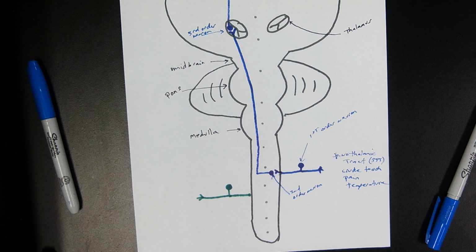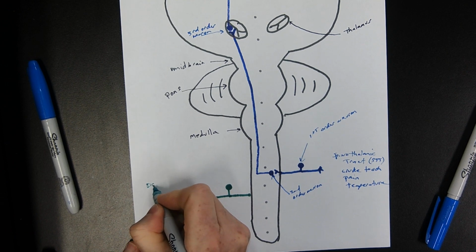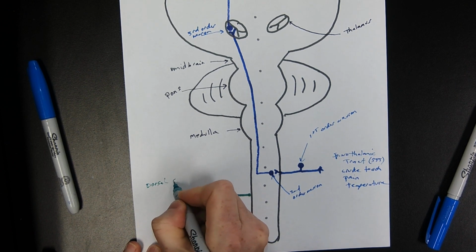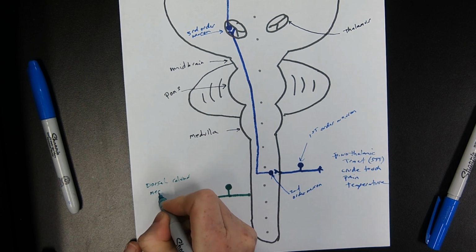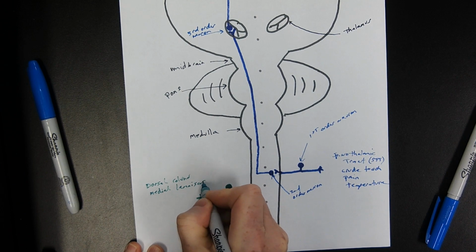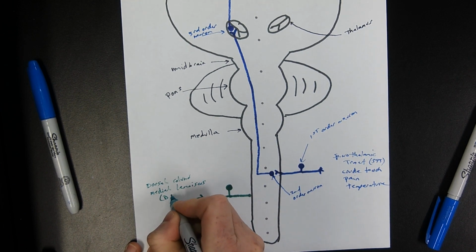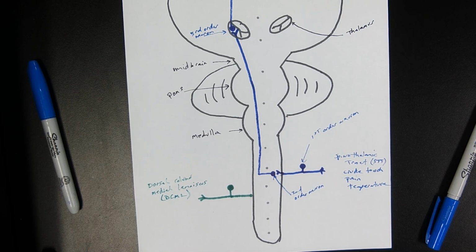With the dendrites. Okay, so this is going to be our dorsal column medial lemniscus, or DCML. Okay, that's your DCML tract.